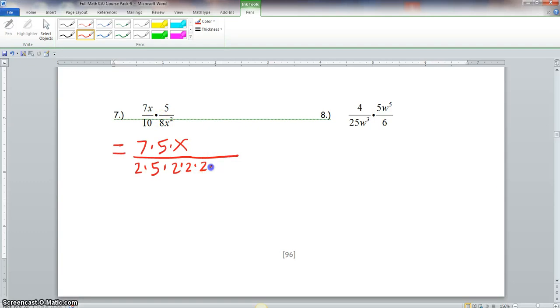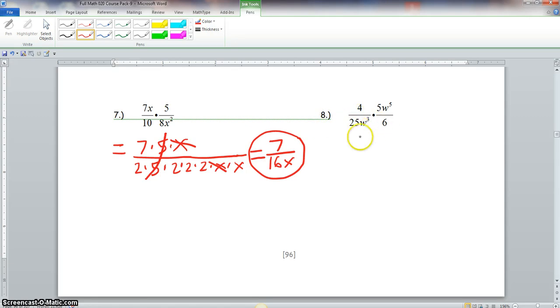Then in our denominator, we have x to the second power, so we will have two x's. Now, the only thing that they have in common as far as numbers are concerned are these 5's here. So we have one set of 5's we get rid of. Then we have one set of x's that we get rid of as well. So our numerator would be 7, and our denominator, we will multiply 2 times 2 is 4, times 2 is 8, times 2 is 16, times x is x. So it'll be 7 over 16x.